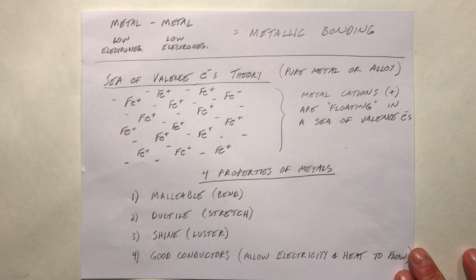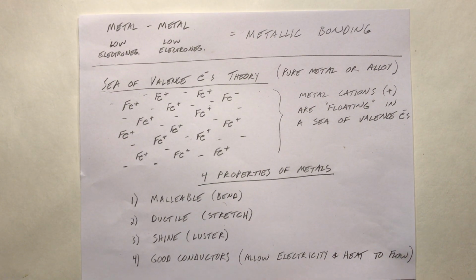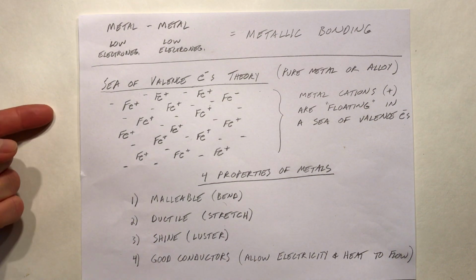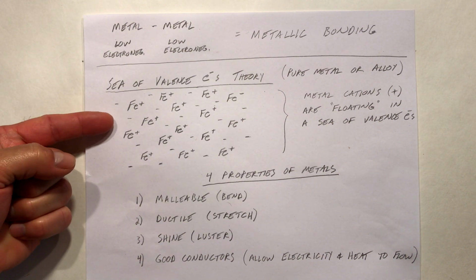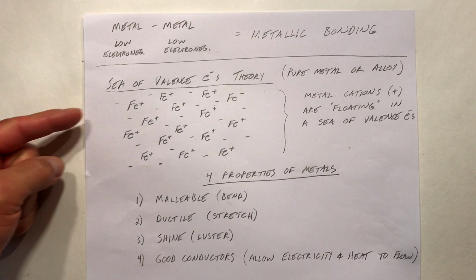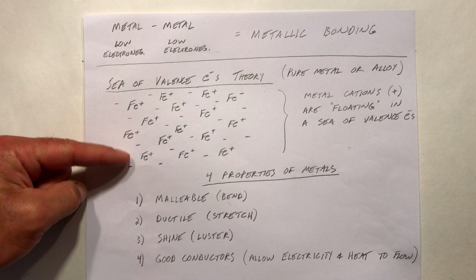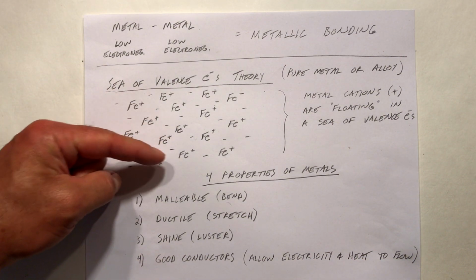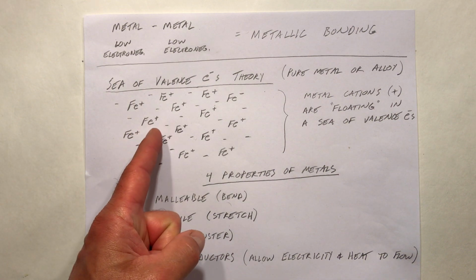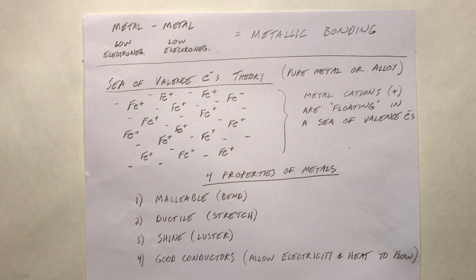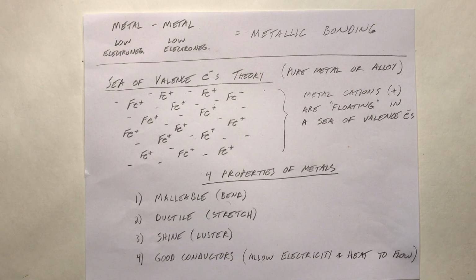The fourth property of metals is that they're good conductors. They allow electricity and heat to flow. If we push electrons from an external source onto this piece of iron, those external electrons will repel the electrons that already are here, and in turn they will repel electrons further down the line. That's electrical conductivity.